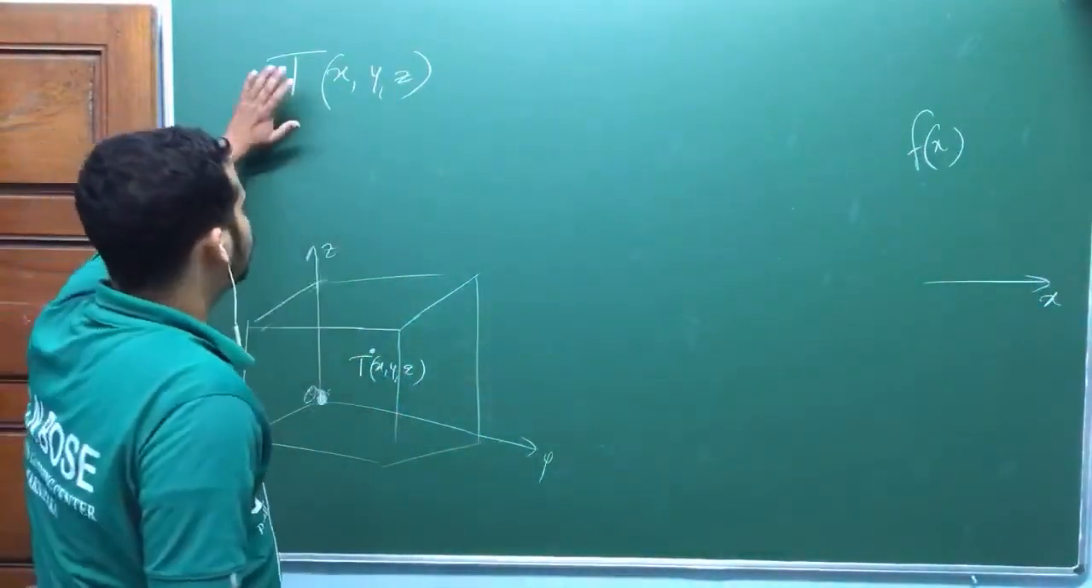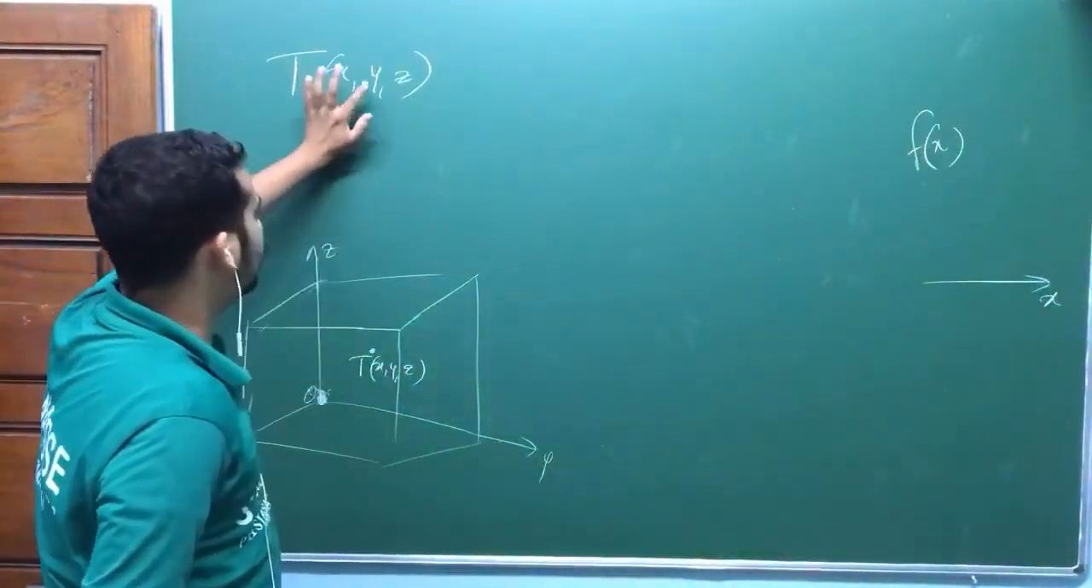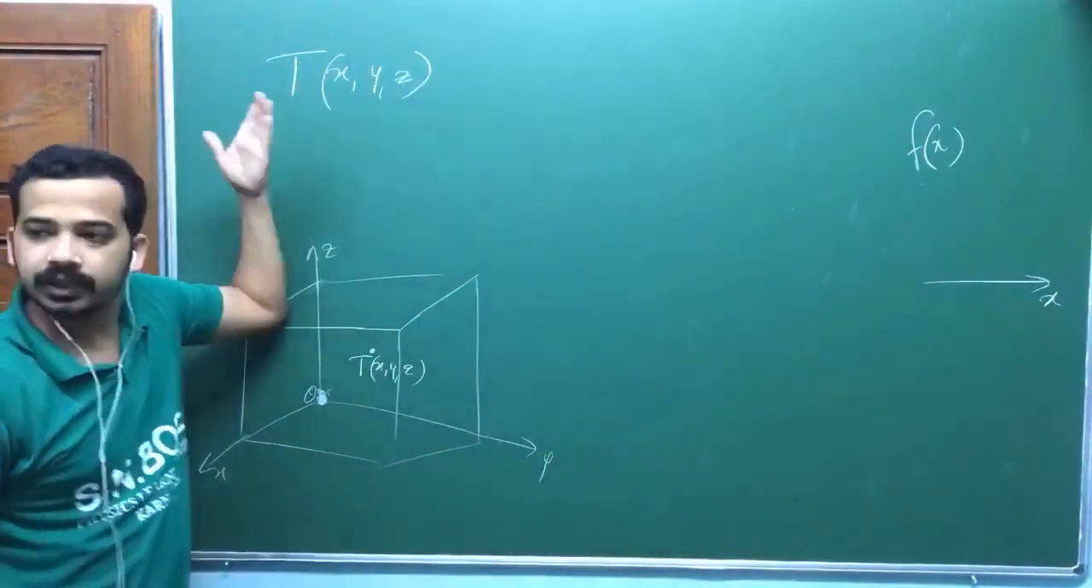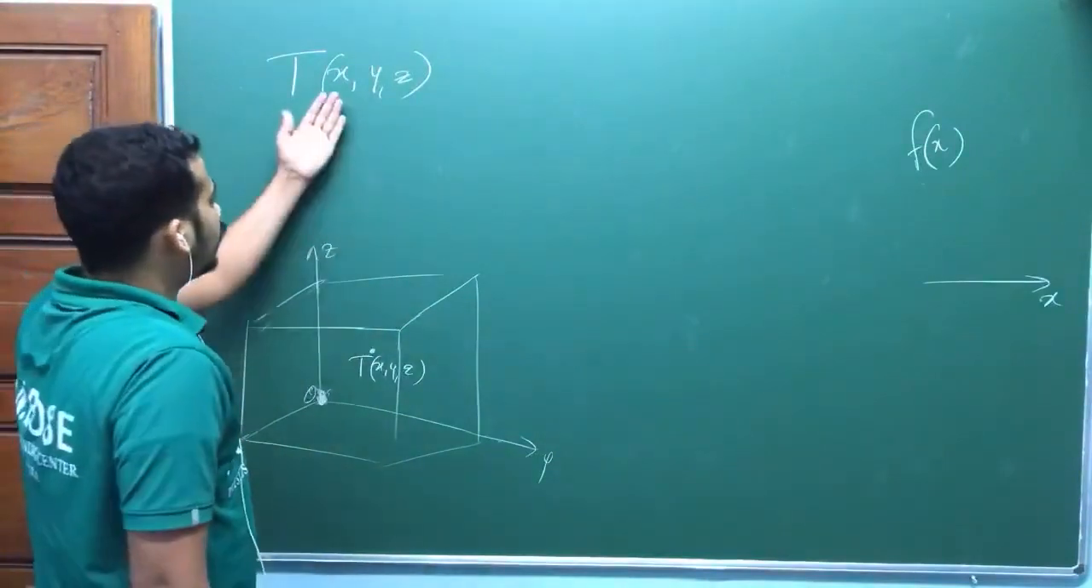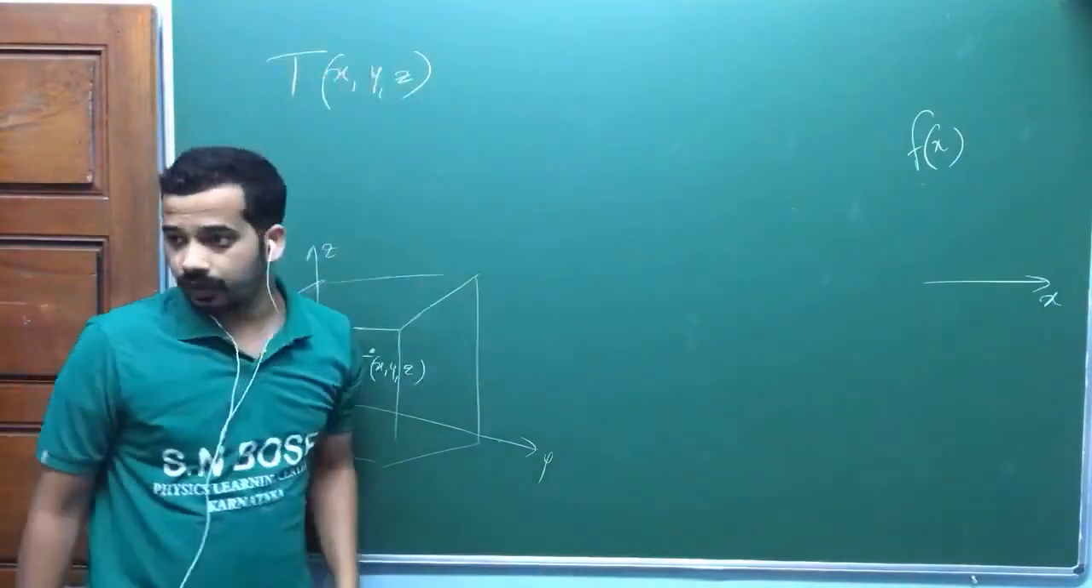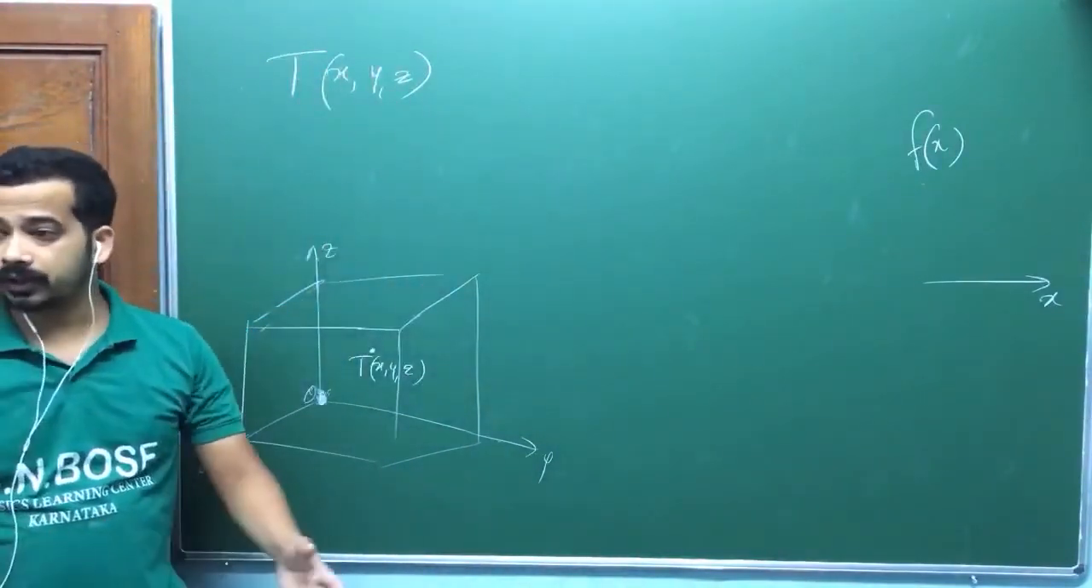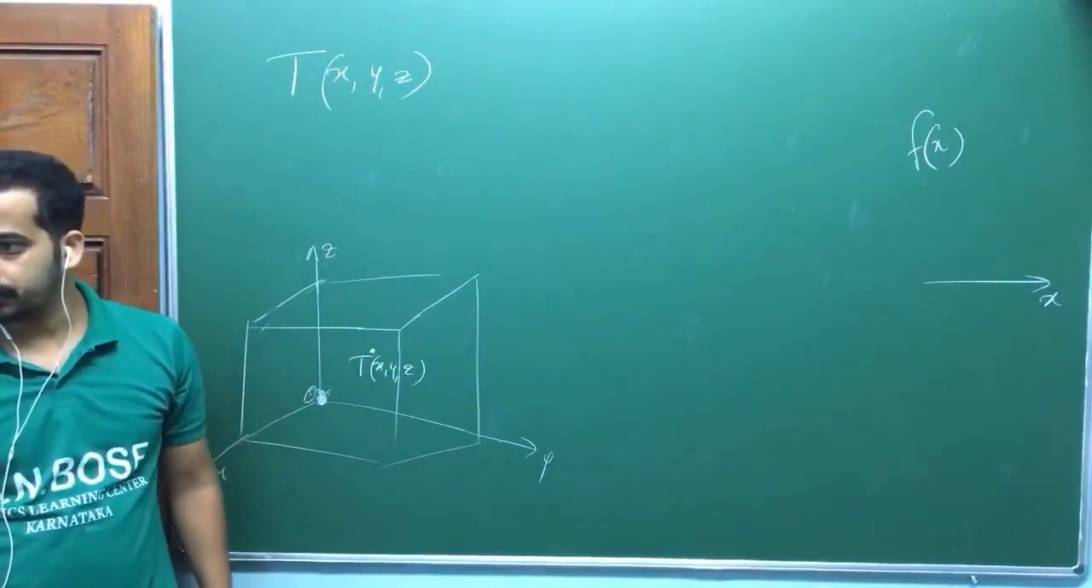So now this is a 3 variable function. We call x, y, z independent variables, and t depends on x, y, z. That's how we say. Okay. Now you can change x, you can change y, you can change z. You can change all 3 together, isn't it?